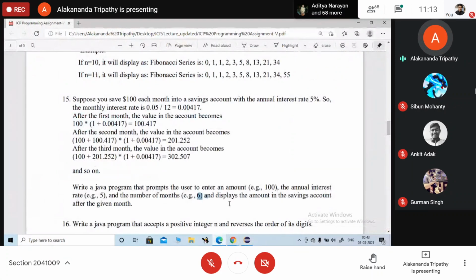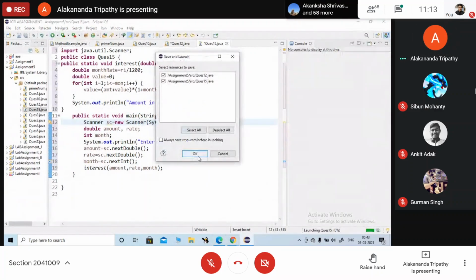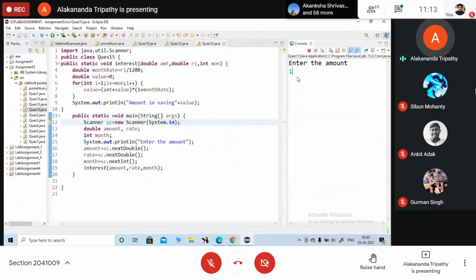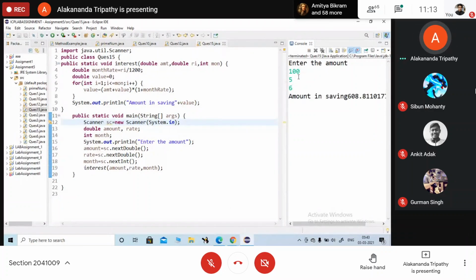So it is showing it, but you need to display the amount after the given month. Month के बाद क्या आएगा उसको display करना है. So let here the amount is 100. The rate of interest here is 5. And the month here I have input 6. So after 6 months, you will get this sub value.